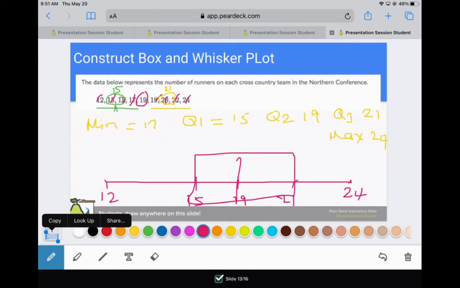It's okay if the numbers aren't exactly on the number line. I'm not going to go crazy with that, but I want you to label the numbers so I know which numbers you used. Okay. So that's box and whisker plot.